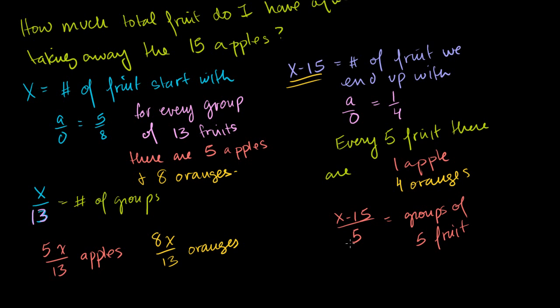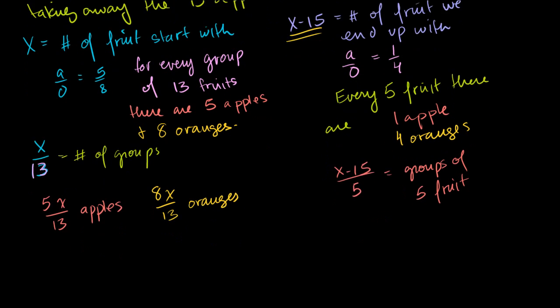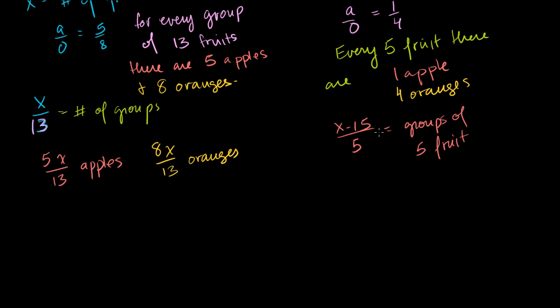Now, for each of these groups, I'm going to have 1 apple and 4 oranges. So how many apples and oranges do I now have after I took away 15 of the apples? I took away 15 fruit. So let's think about this a little bit. How many apples am I going to have? I have 1 apple for every one of these groups. So the number of groups is the number of apples I have. So I'm going to have x minus 15 over 5 apples.